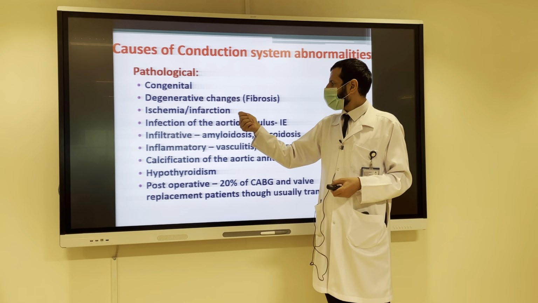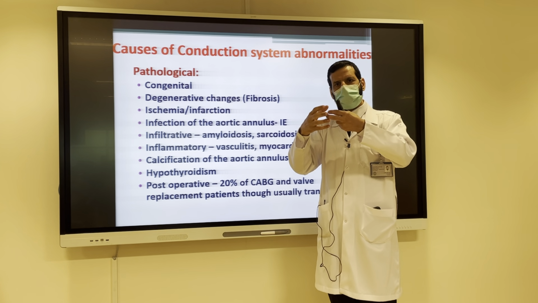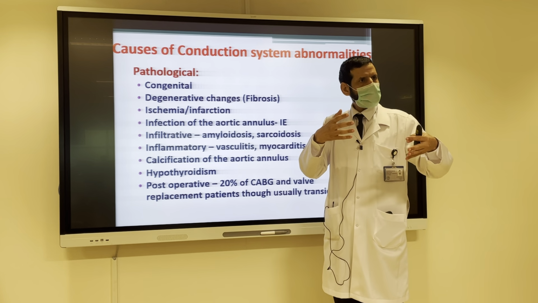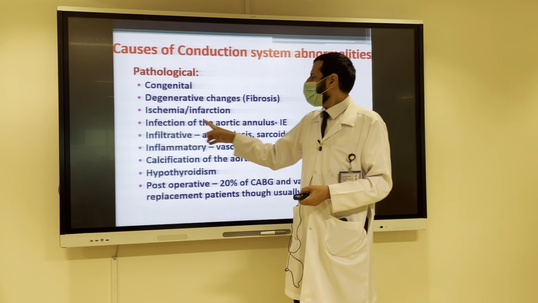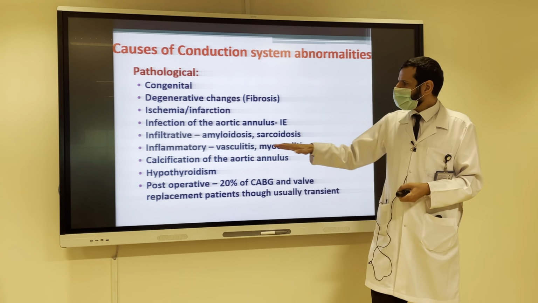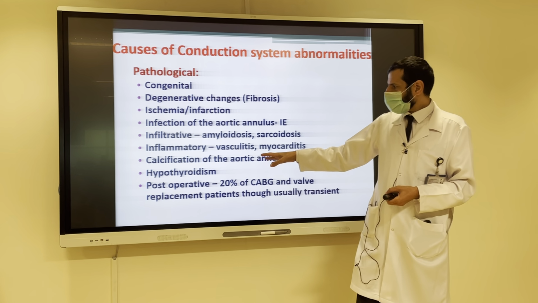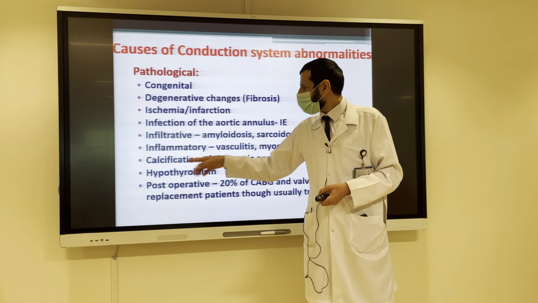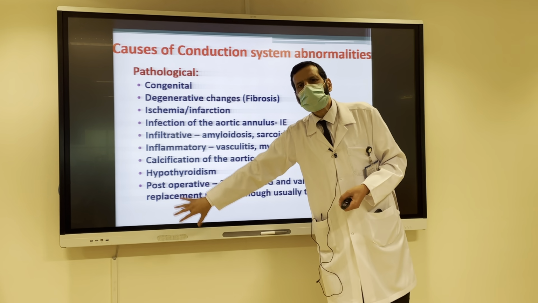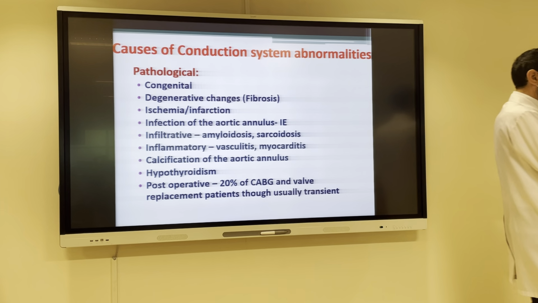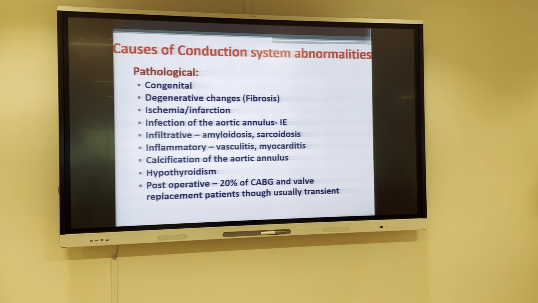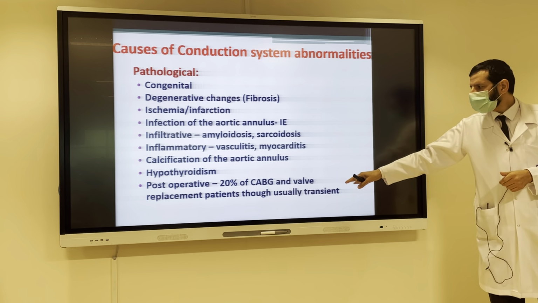Infections like infective endocarditis, especially aortic valve, when there is an abscess affecting the AV node, can damage the AV node. Infiltrative diseases like amyloidosis, inflammatory conditions like vasculitis, myocarditis, calcifications in the AV node in the aortic area, hypothyroidism as mentioned. It could still be iatrogenic. Sometimes when they replace the valve, mitral, tricuspid, or aortic, they are close to the conduction system, so it could be transiently affected because of edema, inflammation, or process, or it could be permanently damaged.